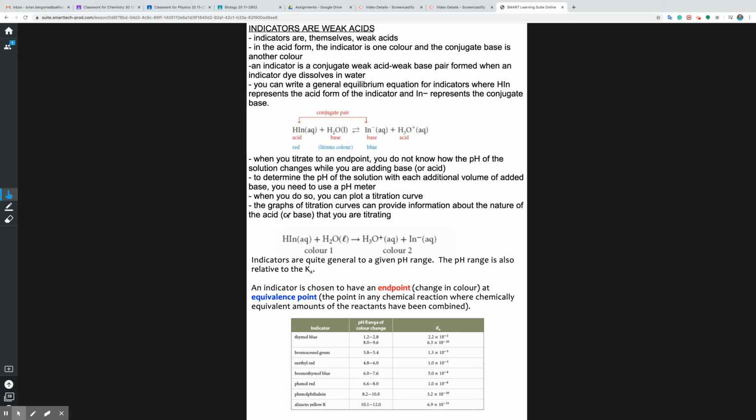This is just showing you again the indicator color as an acid or a base. Indicators are quite general and given a pH range. The pH range is also relative to the Ka.